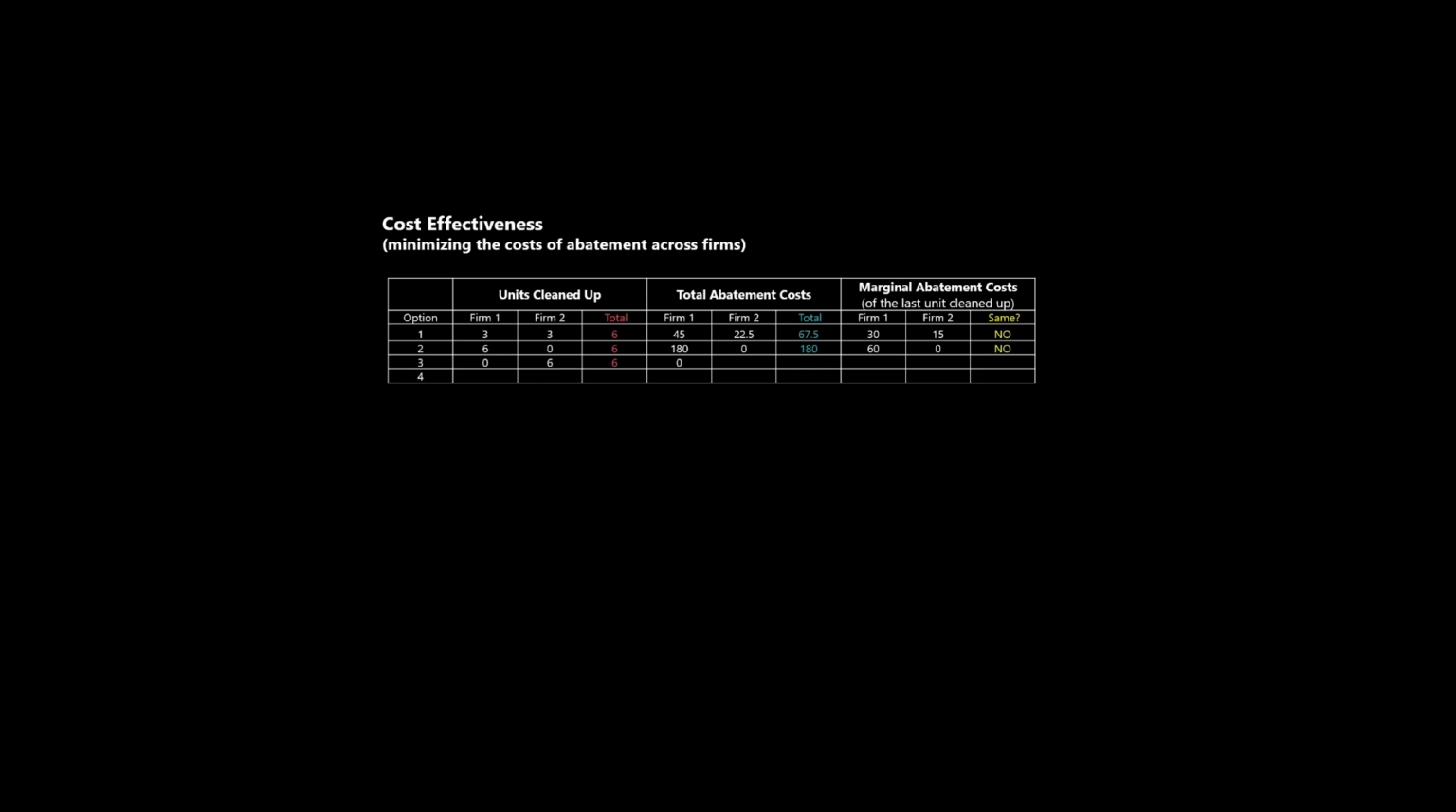Firm 1 had no total abatement costs, firm 2 had 90, for a total of 90. Firm 1's marginal abatement cost of the last unit cleaned up is 0. For firm 2, it was 30, and again, these were not equal.